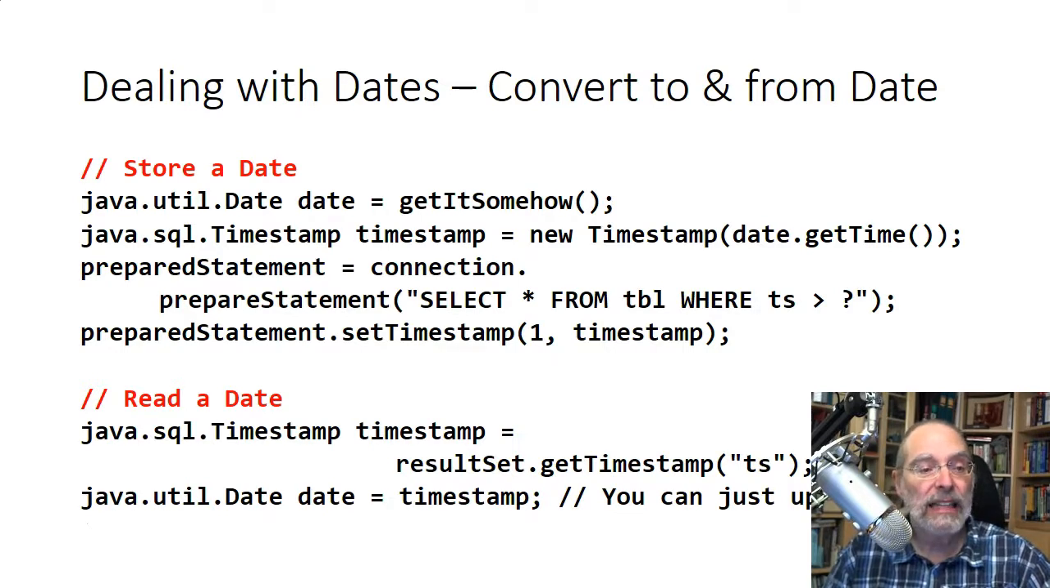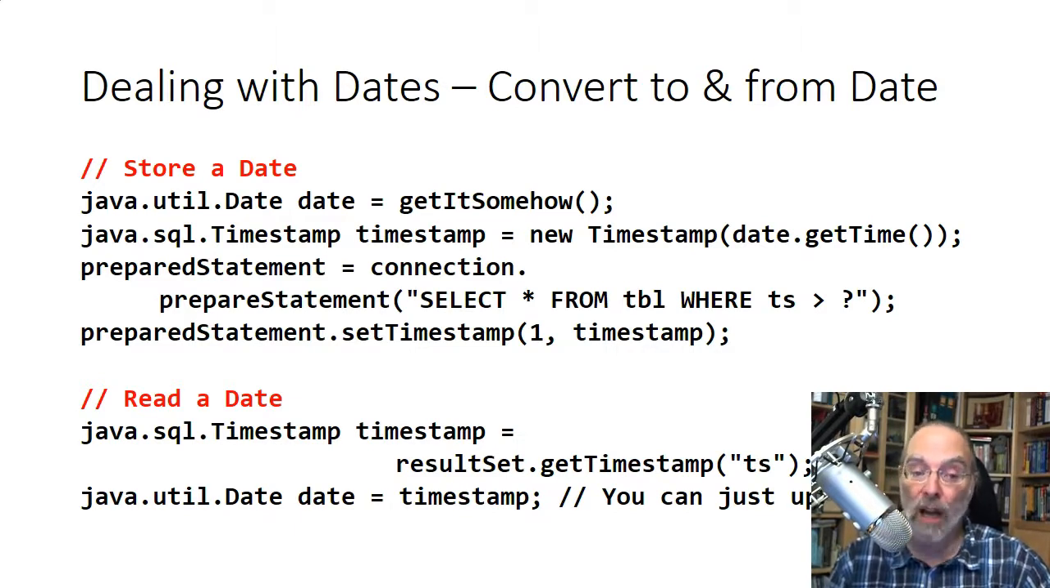So what we can see here is, given an object of type date, and again, remember, the only thing that isn't deprecated in date is its use as a box. So we assume that getIt somehow is returning a date object. The reference is assigned to our date. Now, we'd like to put that date in our database.